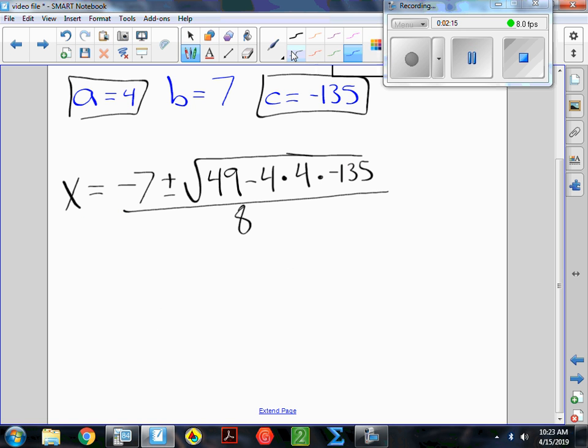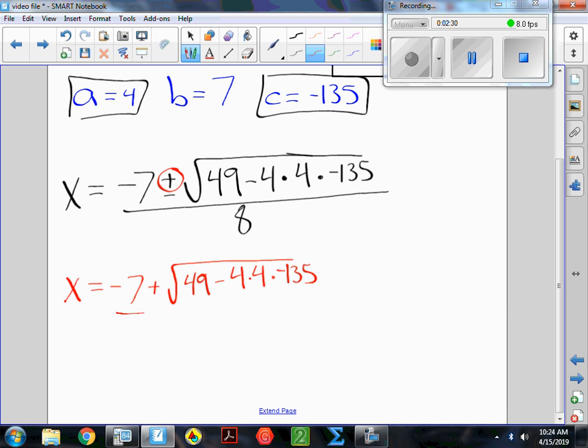So the first step then is to look at the positive square root. So x equals negative 7 plus the square root of b squared, 49, minus 4 times a, which was 4, times c, all over the 2a. So it's going to equal something over 8, and that's going to equal something. So we're going to use our calculator.